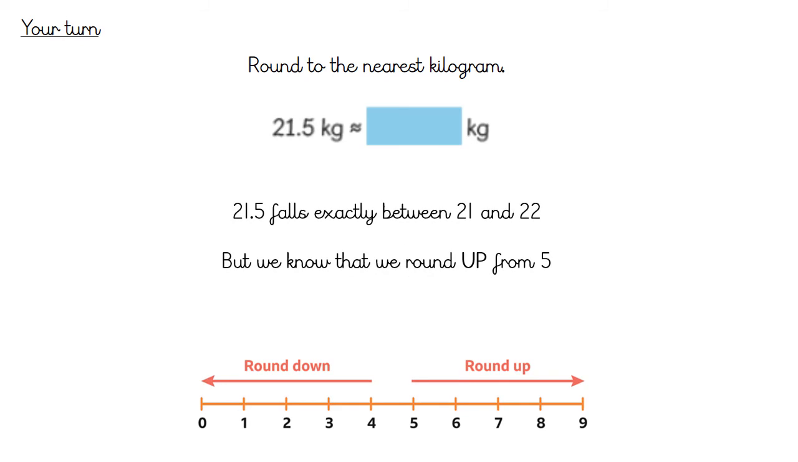Very good. Well, we can see that 21.5, or we know that it falls exactly between 21 and 22. But we also know that when we have a 5, we round up. So therefore 21.5 kilograms rounded to the nearest kilogram would be 22.